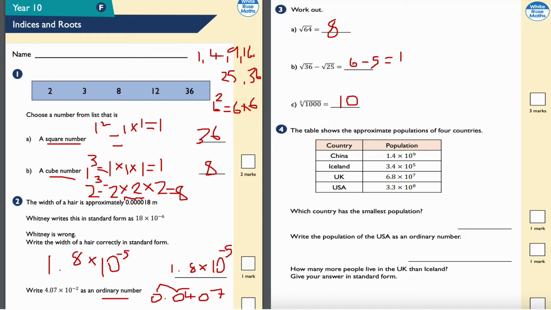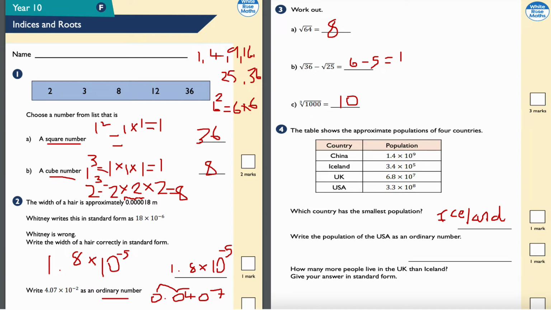This is question number 4. The table shows the approximate populations of 4 countries: China, Iceland, UK, USA. Which country has the smallest population? Well, it's looking at the smallest power of 10, and the answer is Iceland. So whenever you are looking at standard form and you are comparing the size, the smallest one has to have the smallest power of 10, and conversely, if it asks for the largest or biggest population, then it's the biggest power of 10.